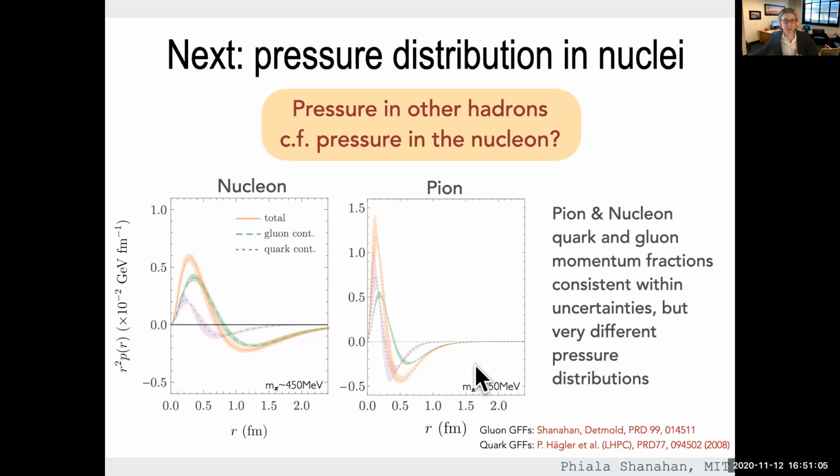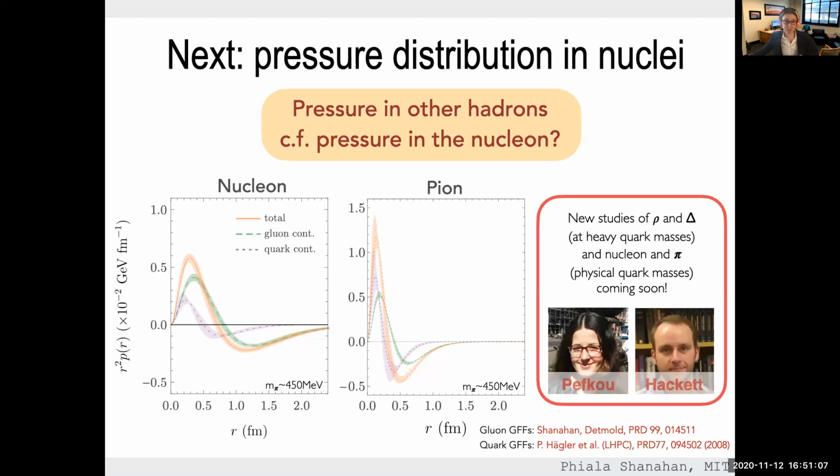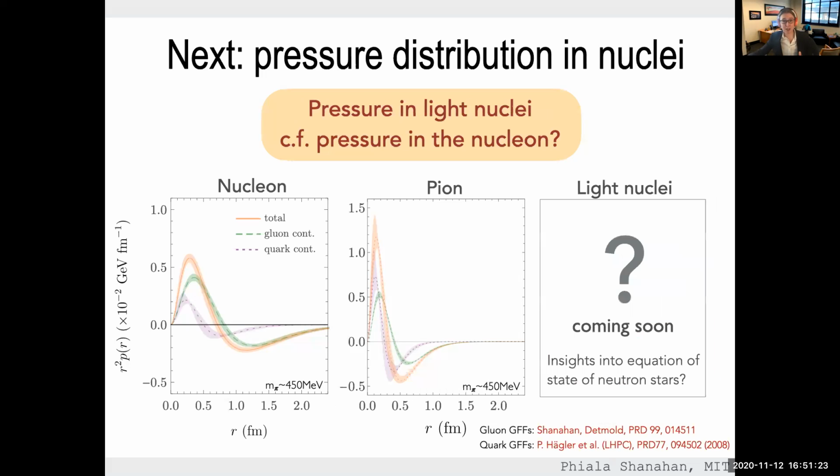And so we can also ask, well, what about other hadrons? New studies of the rho and delta at heavy quark masses and also the nucleon and pion at physical quark masses will be coming soon, led by grad student Dimitri Pefkou and Dan Hackett, who's a postdoc at MIT. We can also ask, of course, well, what about light nuclei? And maybe you might think that calculations of pressure inside nuclei could be connected to equations of state of neutron stars in some way. And this is, of course, work that's also on the horizon.